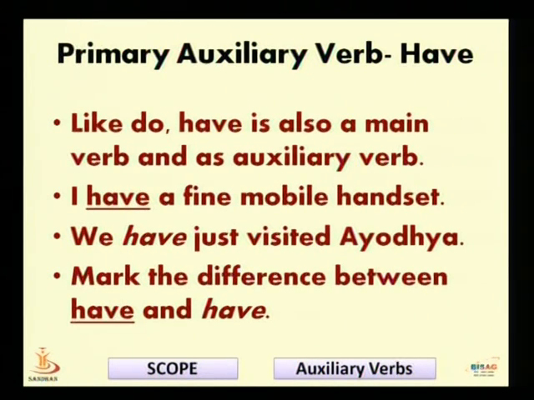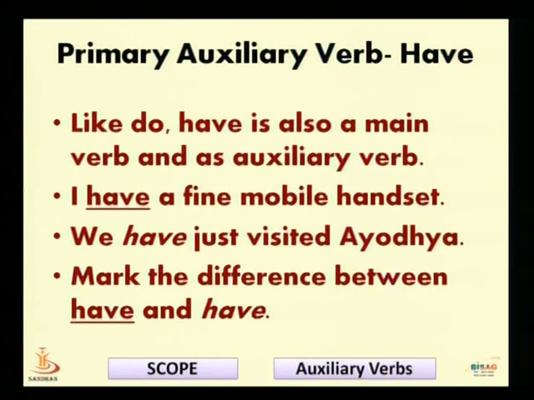The first sentence, that is, I have a fine mobile handset, in this I have underlined have. In the next sentence, I have used have again, which I have written in italics. The sentence is, we have just visited Ayodhya. Now it is easy for us to find that have occurs in both the sentences, but the function and the positioning of the two is totally different.